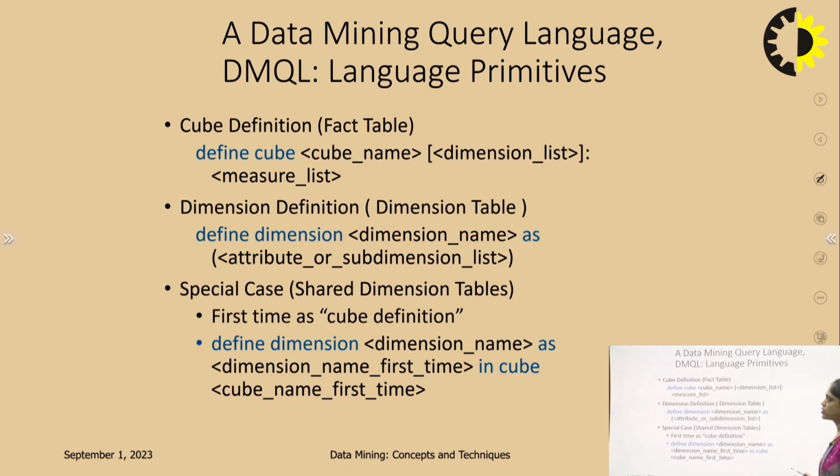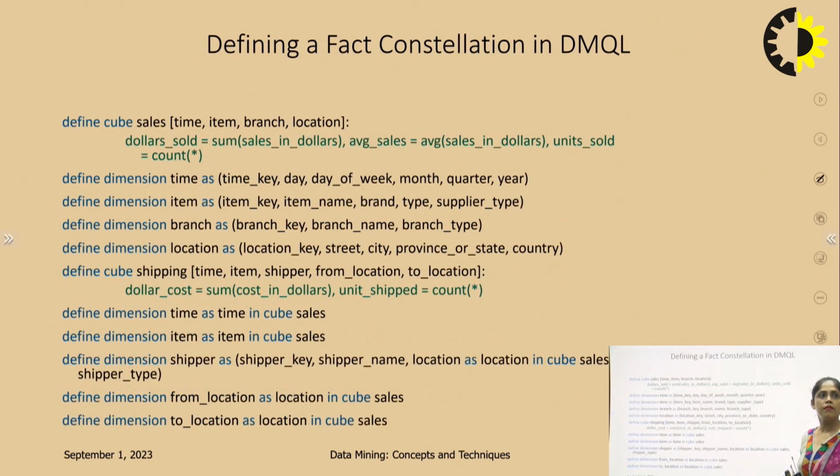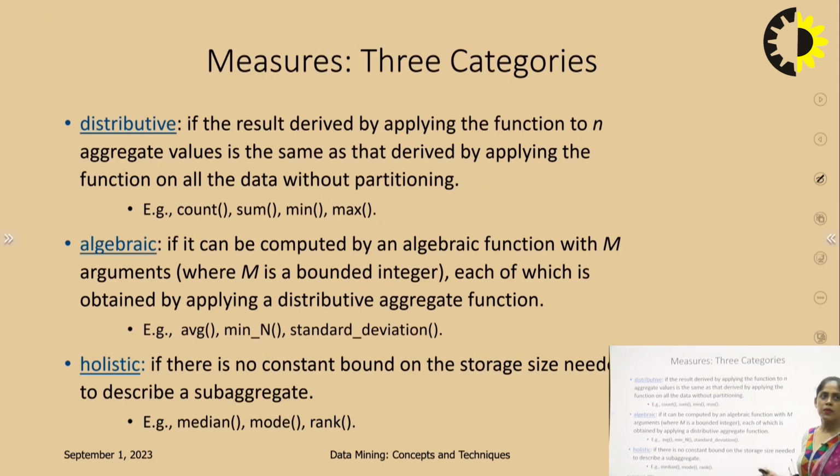So there is an important query, a data mining query language, that is DMQL, in which you can do cube definition, dimension definition, and special cases are there. I'm not going to discuss all these in detail because we have already talked about it in our previous practical classes. So as you can see, all these things are there. Basically, we are going to talk about the measures and three categories over there.